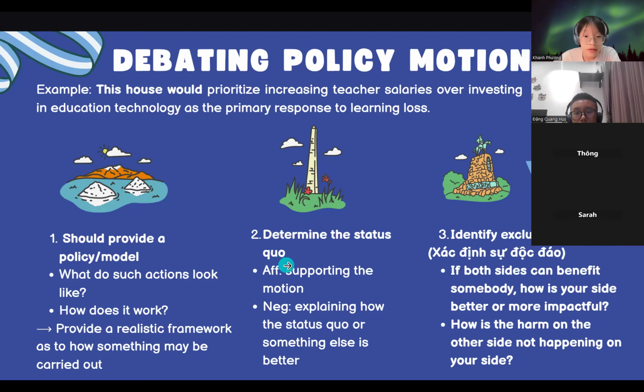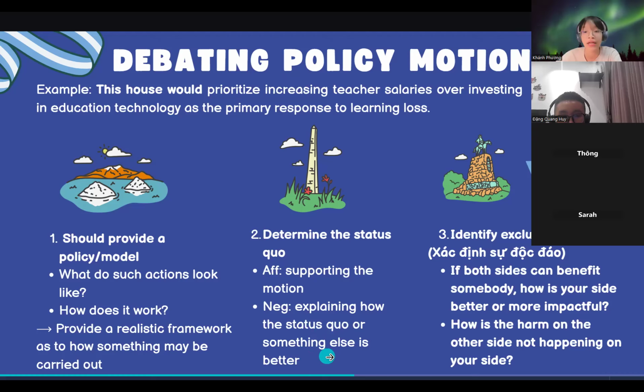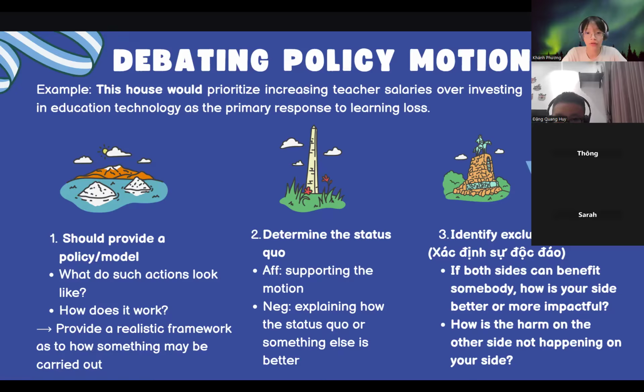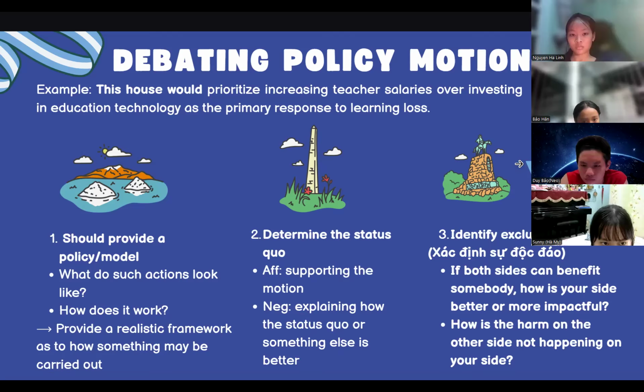So for the affirmative, you support the motion. And the negative, you just explain how the status quo or something else is better. For example, this very classic motion: This house would ban homework. So the affirmative, you guys will ban. And the negative, you don't ban. So you support homework, which means you support the status quo because the status quo has homework. Kind of like that. Okay.